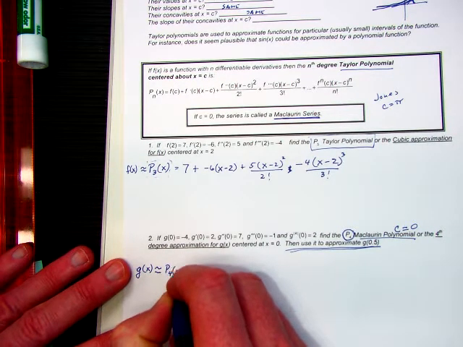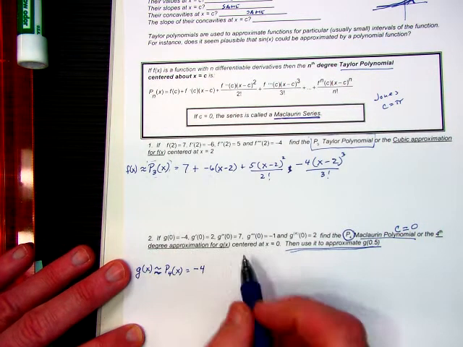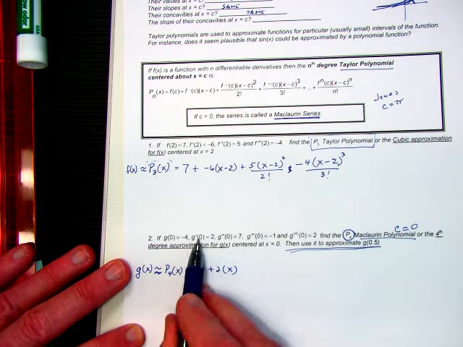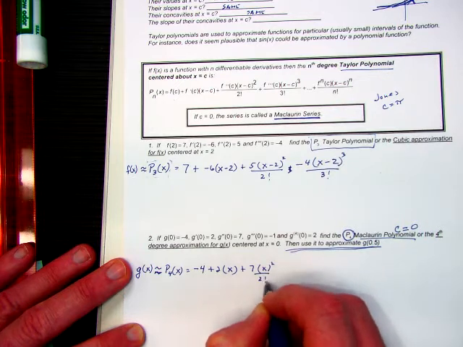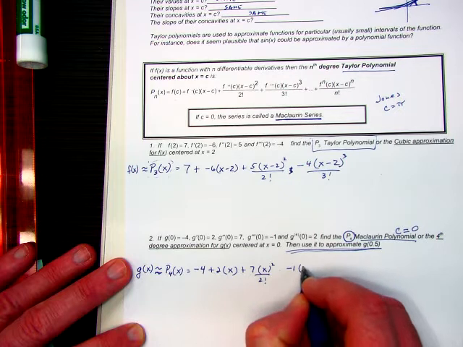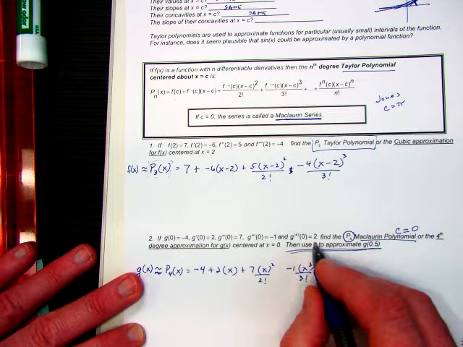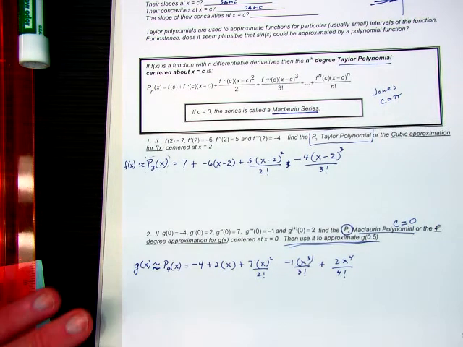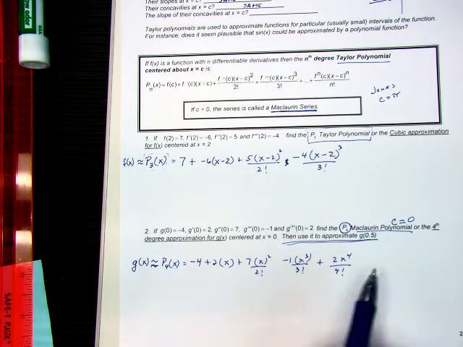I've got to identify what it is, which is equal to -4. Remember, there's no x on that one. Plus 2 times x minus 0, or just x, because it's centered at 0. Plus 7 times x squared over 2 factorial. My third one, which will be my third degree, is -1 times x cubed over 3 factorial. And then my last one is 2 times x to the 4th over 4 factorial. You don't need to simplify the denominators, just leave them as is. So that is my fourth degree. Now we're going to go approximate it at 0.5.